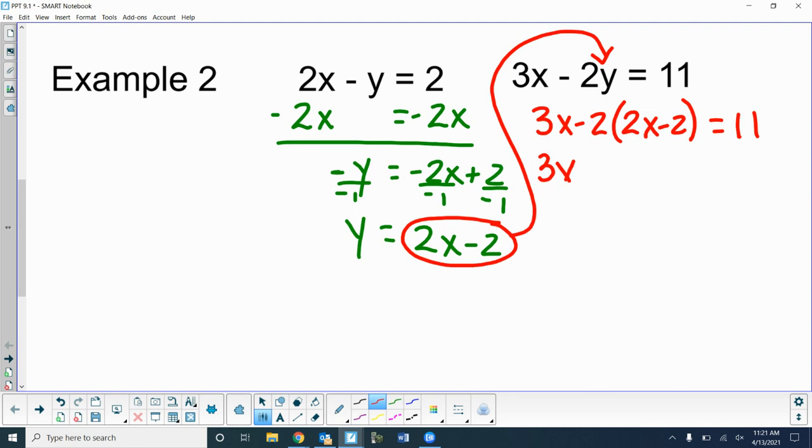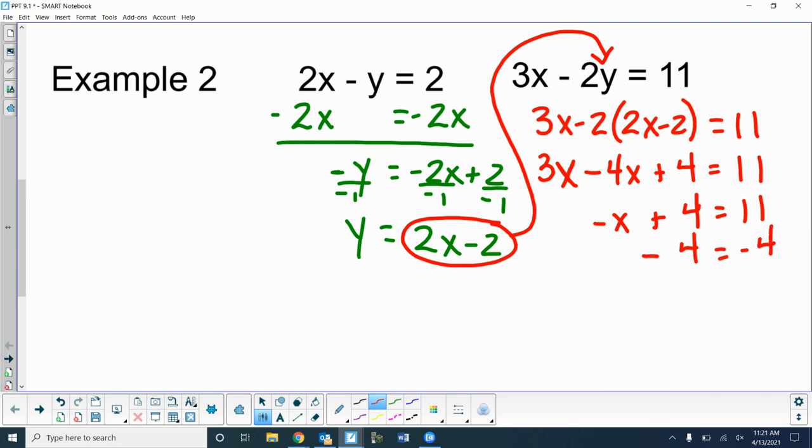So we got 3x, supposed to be an x. Negative 2 times 2x is negative 4x. And negative 2 times negative 2 is a positive 4. So putting like terms together, that's negative 1x plus 4 equals 11. And then subtract the 4. You get negative 1x is 7. So divide by negative 1. So x is negative 7.